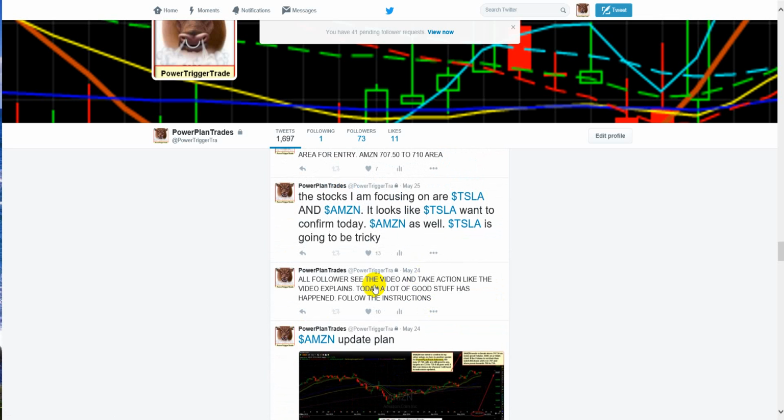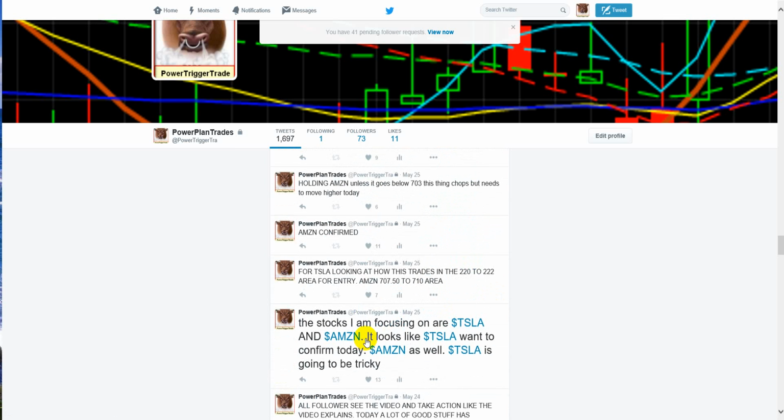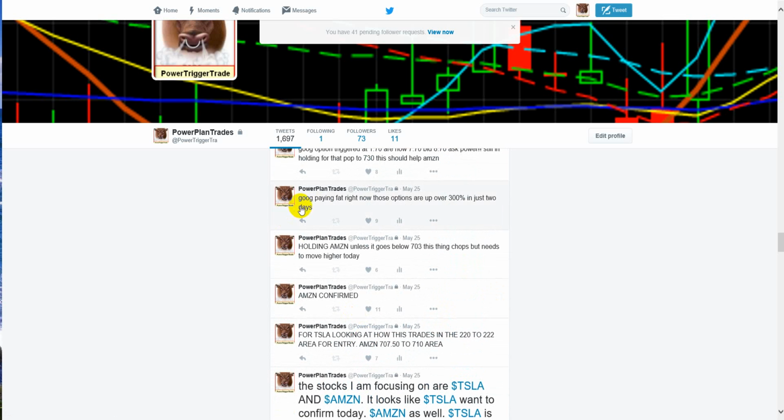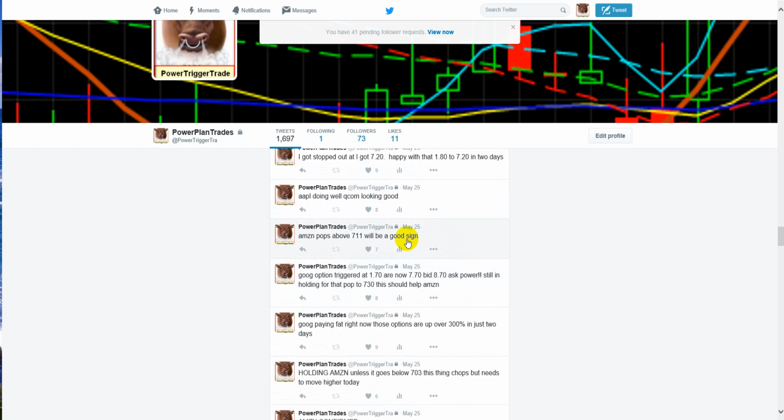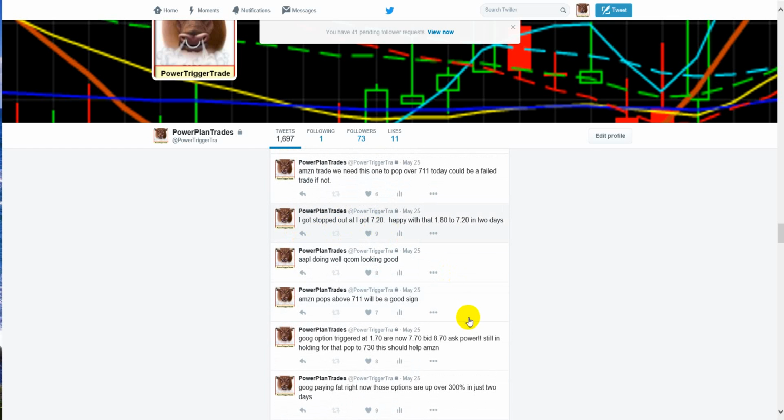So let's go. This Amazon trade did not work, but I got out for a small thing. See, Goog paying fat. Those options are up over 300% in just 2 days. Here's where I said I got out. Goog option triggered at 170, well 180, but are now 770 bid. I did this thing, right? And then here I got stopped out at 720. It was going up and up and up. You know, it went as high as about $9 each, which is $900. But anyways, I only got 720. I mean, not bad for 2 days.